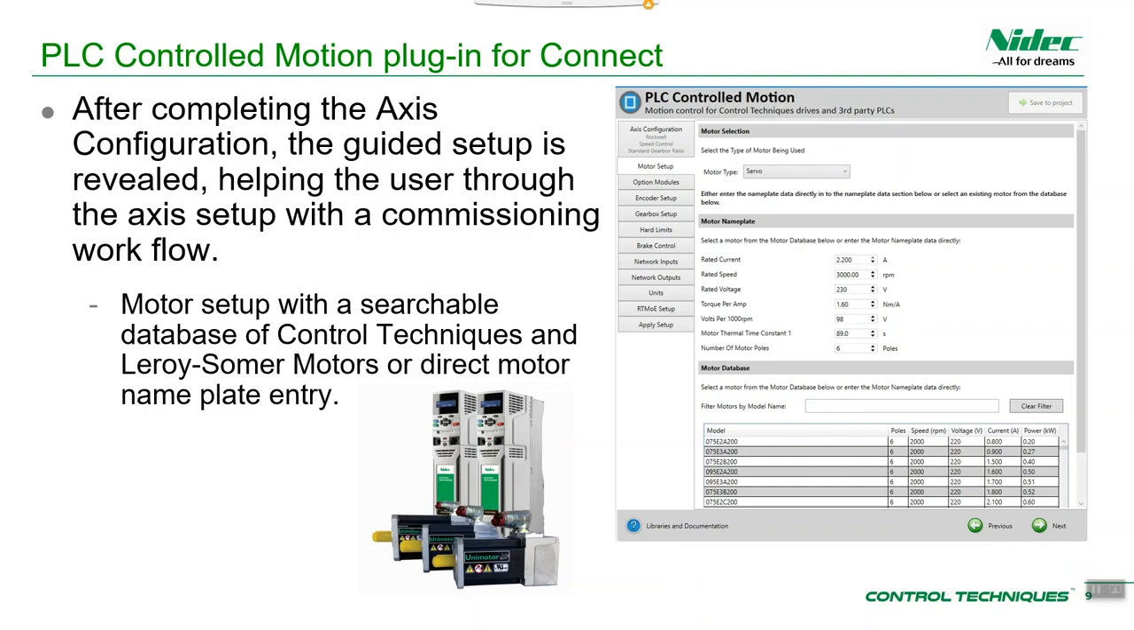In the case of servo motors, you can search using the standard product name for a Control Techniques Dynamics motor, or for a Leroy Somer motor. You can simply search in here and bring up the details for your motor, click, and then those details will be promoted to the motor nameplate area here.